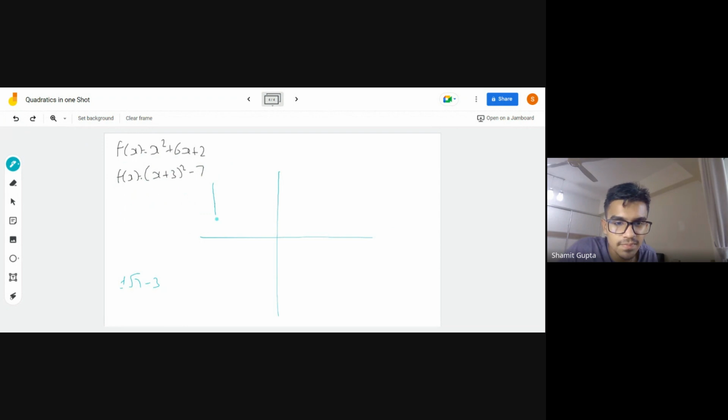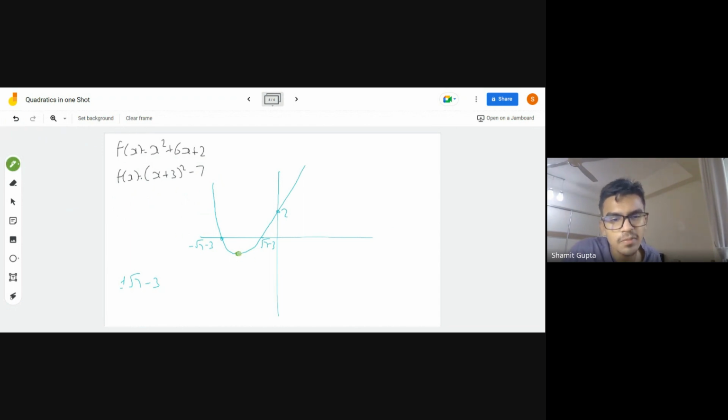So this graph is going to be something like this, where this is 2. This will become root 7 minus 3. This will become negative root 7 minus 3. Fair enough. Now, here's the question. What's this point going to be? Whoa, we have to find this point also? Yes, you have to find this point also.